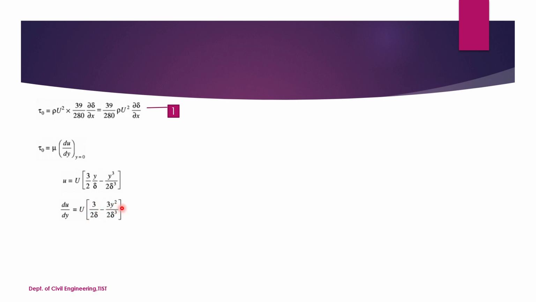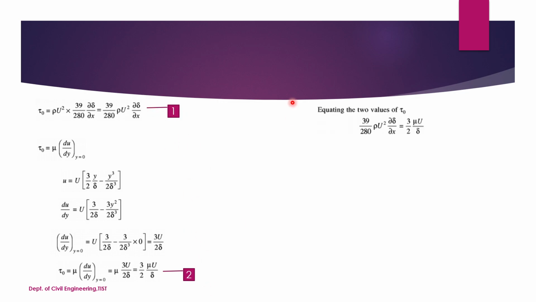So in this equation, substitute y is equal to 0 and you'll be getting the value for du by dy at y is equal to 0. Now we can substitute this value in this equation. Okay, when you do that, you'll be getting a new equation for tau naught, and this is equation number 2. So we got two equations for tau naught. The first equation is from momentum equation and the second equation is from Newton's law of viscosity. Now we are going to equate these two, equation 1 and equation 2.